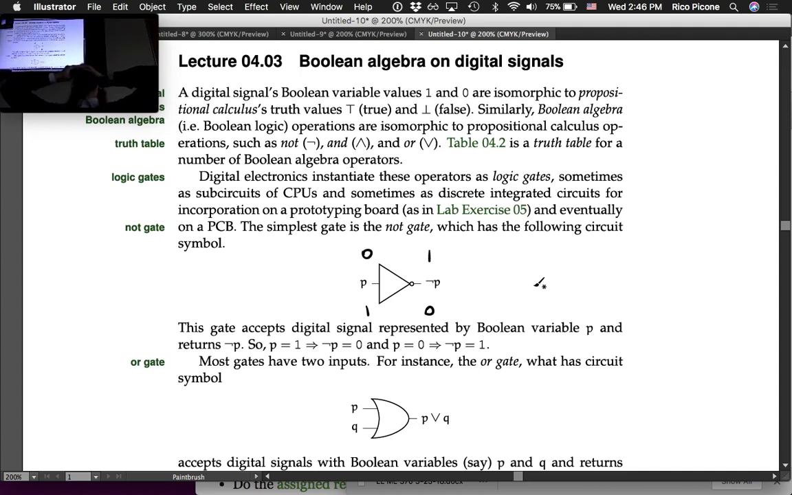So it switches it, right? If it's 0, it's 1. If it's 1, it's 0. So that's a pretty simple gate. And actually, that's what I instantiated.